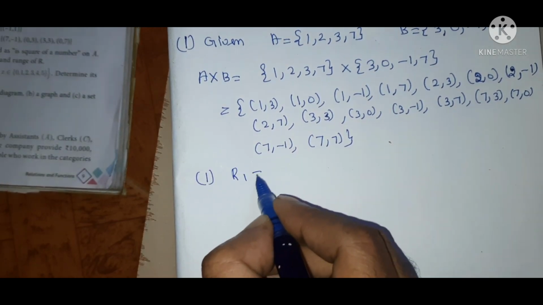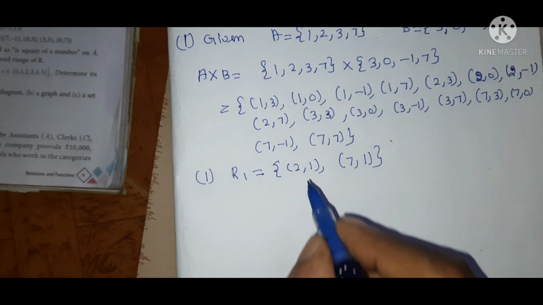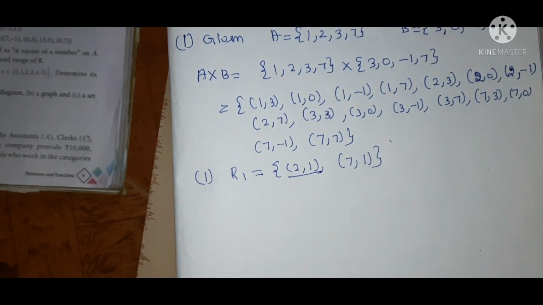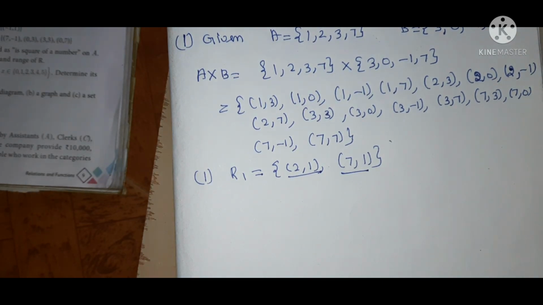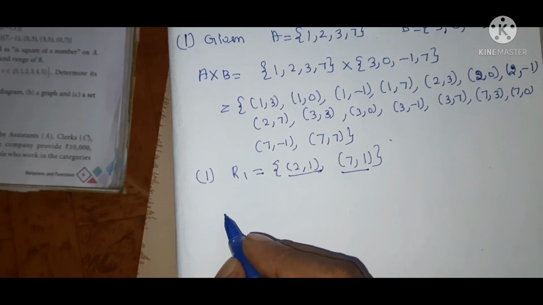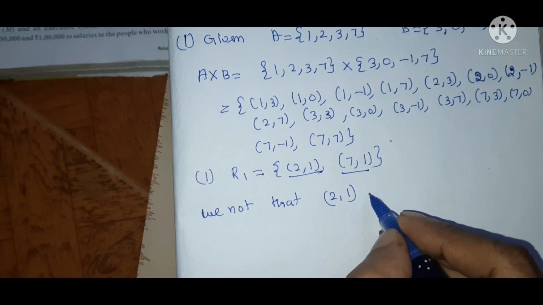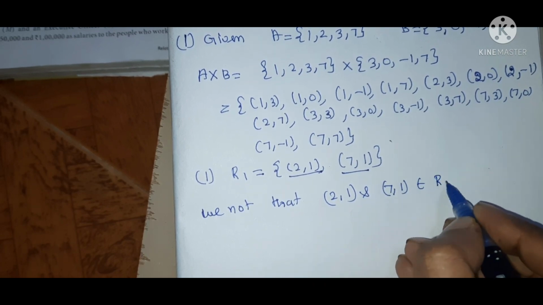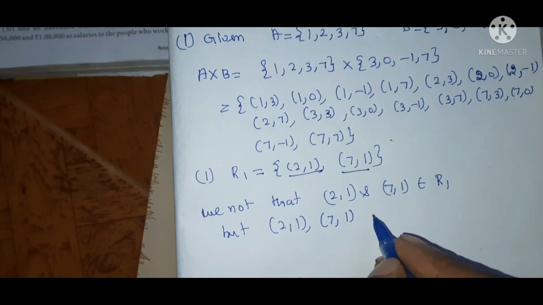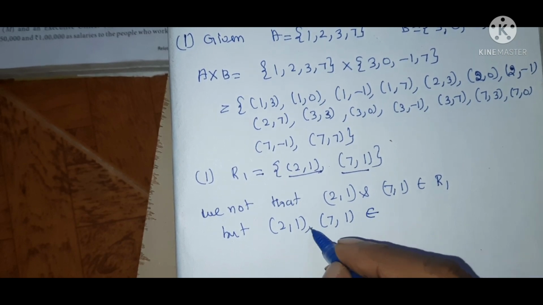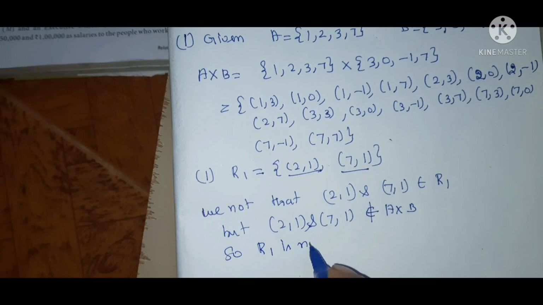First one, R1 is {(2, 1), (7, 1)}. (2, 1) is not an element in A cross B. (7, 1) is also not an element in A cross B. We note that (2, 1) and (7, 1) belong to R1, but (2, 1) and (7, 1) do not belong to A cross B. So R1 is not a relation from A to B.